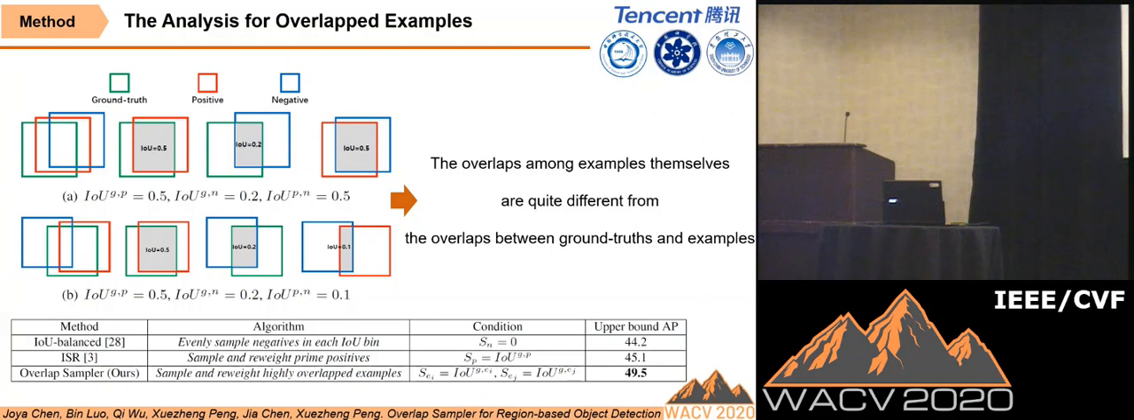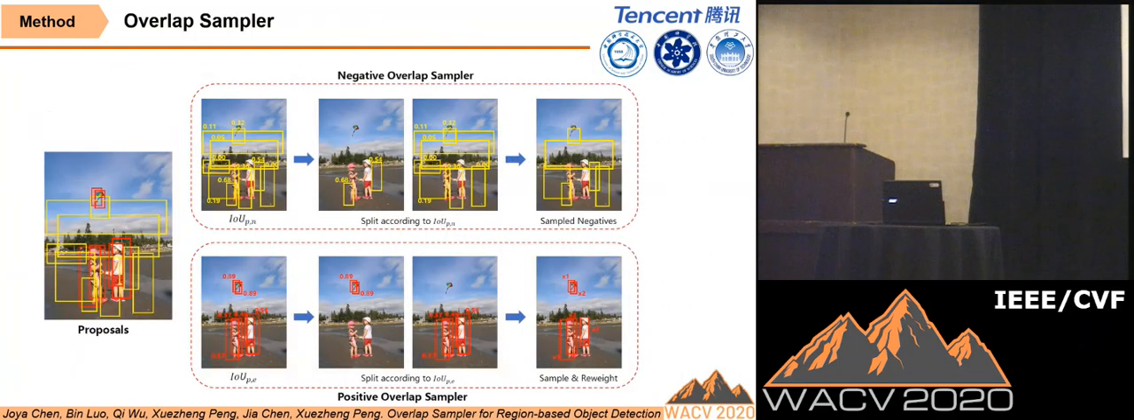To use the overlaps among examples during sampling, we propose overlap sampler that selects training examples according to the overlaps among them. We design a simple strategy to sample highly overlapped examples. Specifically, we introduce a probability sampling method to select those more confusing examples, that is, highly overlapped examples. Furthermore, we focus on high-quality positives by reweighting to achieve higher accuracy.